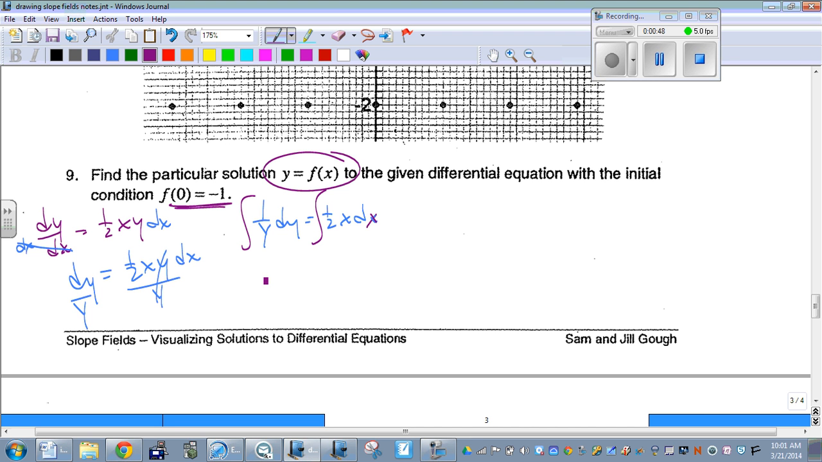Antiderivative of 1 over y is natural log of absolute value of y. Antiderivative of 1/2 x, we add 1 to the exponent, so it becomes x squared. Divide by 2 or multiply by 1/2, we get 1/4 x squared plus c.